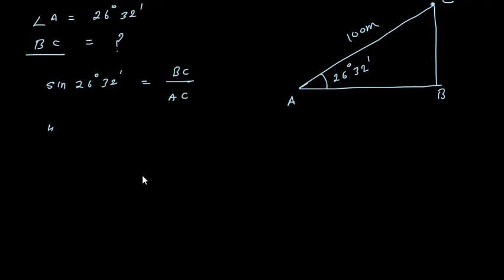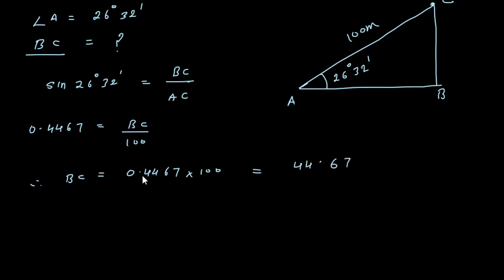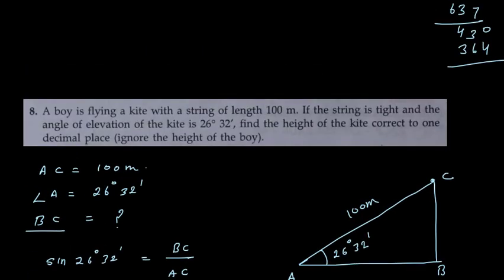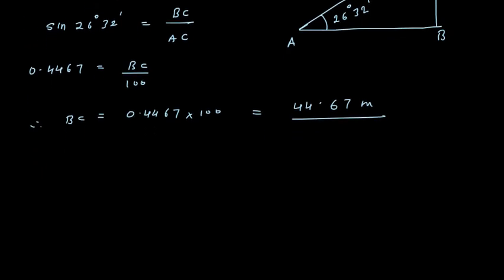So here you will say that 0.4467 is equal to BC upon AC. AC is 100. So therefore you will say that this BC is equal to 0.4467 multiplied by 100. So this will give you 44.67 meter.